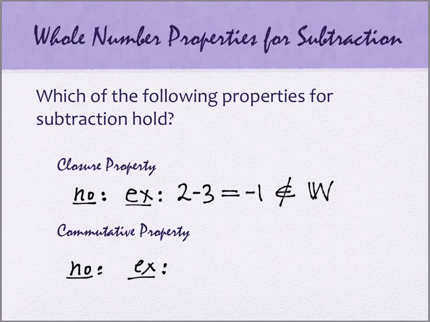So 3 minus 2 would have been just fine for the first property if that were an example we were using, right? But if I switch it, it does not yield the same quantity. It's the same number, but it's not the same sign, and the sign matters. 2 minus 3 and 3 minus 2 are not the same value. So there is no commutative property. You can't switch numbers around for subtraction the way you can for addition.